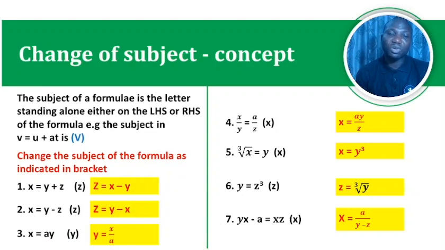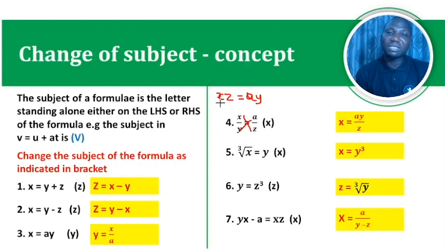Concept number 4 talks about a situation where my subject is involved in a fraction. Whenever your subject is involved in a fraction such that you have a single fraction on the left and a single fraction on the right, what you do is you cross multiply. So here we'll cross multiply. If I cross multiply, z will go to the left to multiply x, and that will give us xz, and y will go to the right to multiply a, that will give us ay.